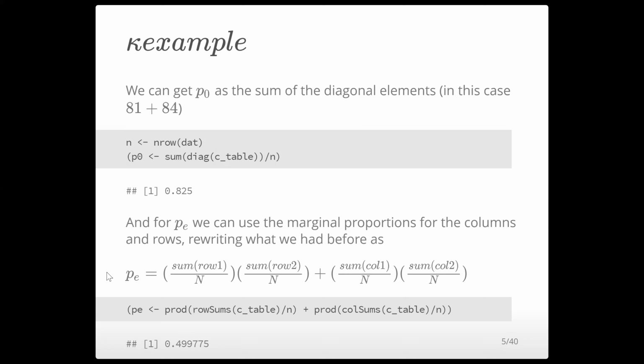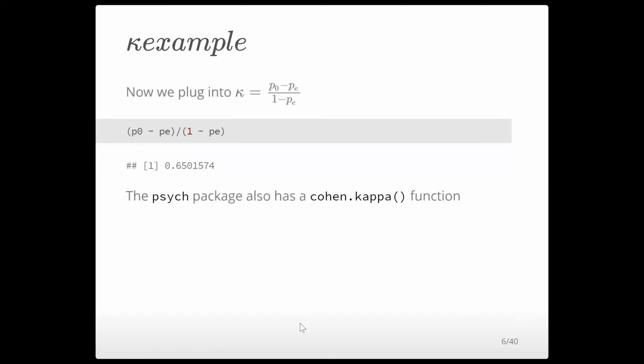And so for PE, we can use the marginal proportions for the columns and the rows. So we rewrite the original PE as the sum of row 1 divided by n times the sum of row 2 divided by n, plus the sum of column 1 divided by n times the sum of column 2 divided by n. And that gives us the PE. And then we just plug into our kappa ratio, P0 minus PE divided by 1 minus PE.